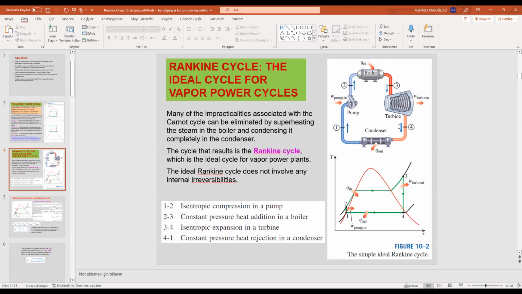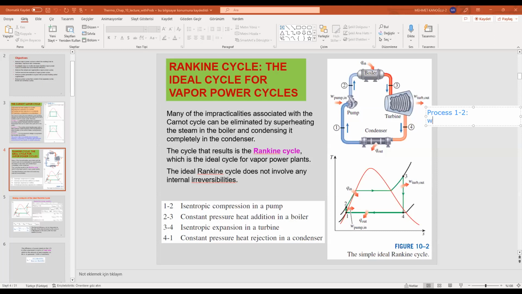Okay, let me write the thermodynamic equations for this cycle. Let me show it here. Let's look at the pump, process 1, 2. It is the pumping operation between 1 and 2.